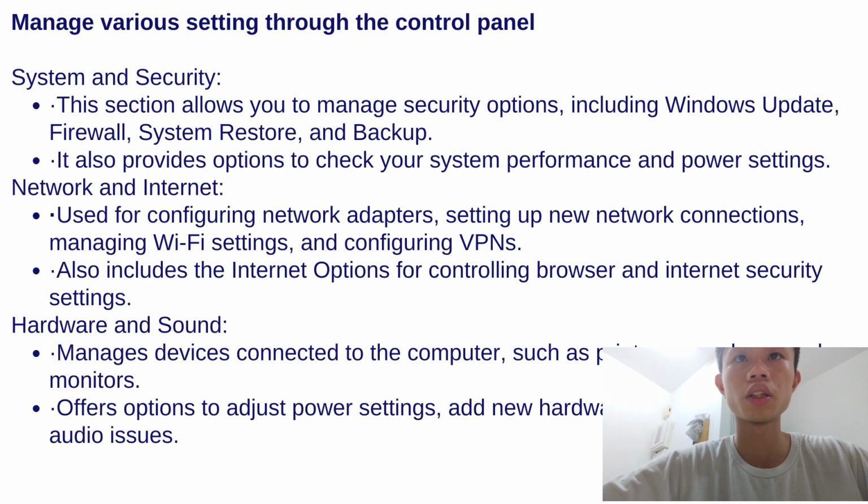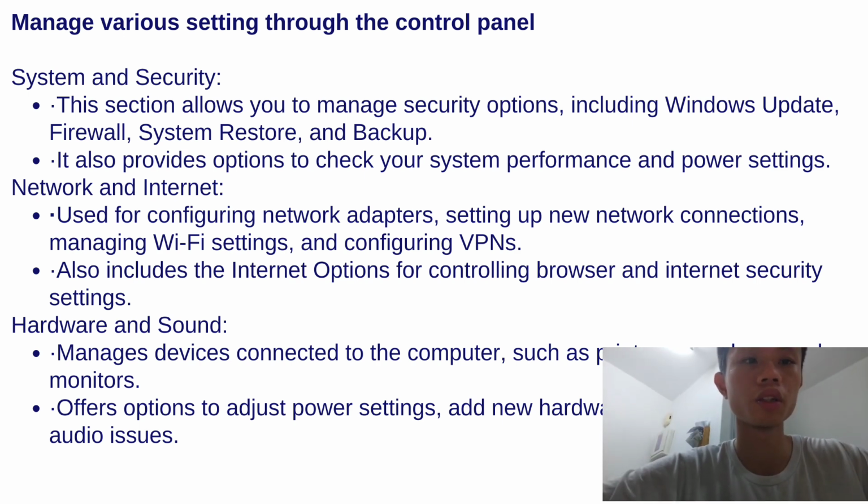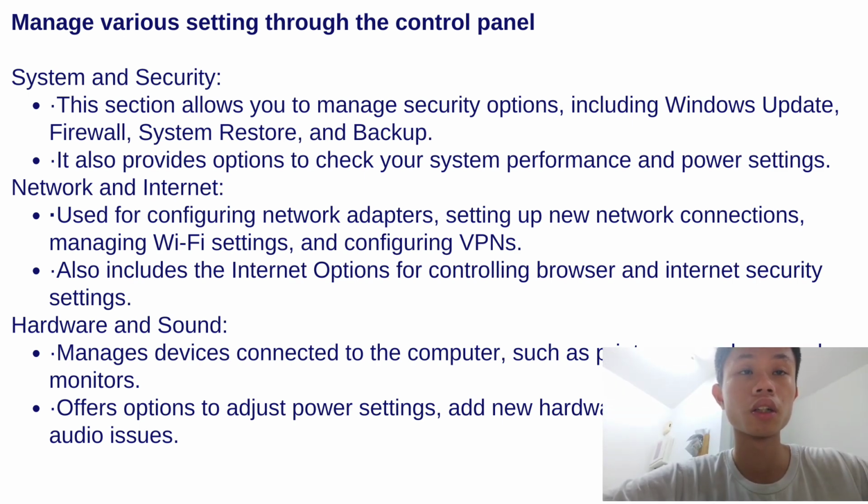Then you can manage various settings through the control panel. For system and security, this section allows you to manage security options including Windows Update, firewall, system restore, and backup. It also provides options to check your system performance and power setting.